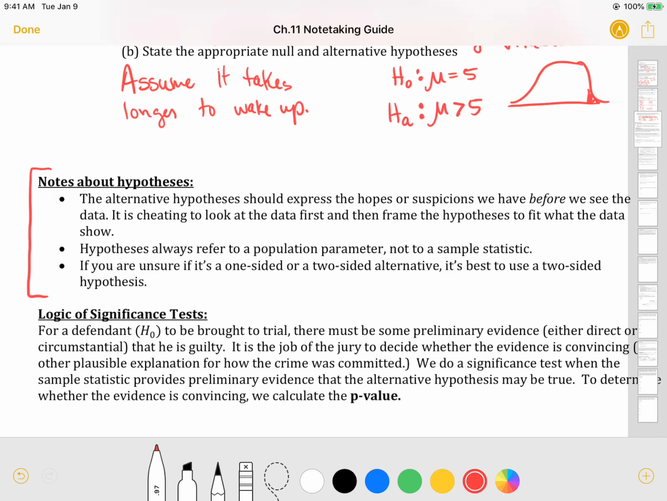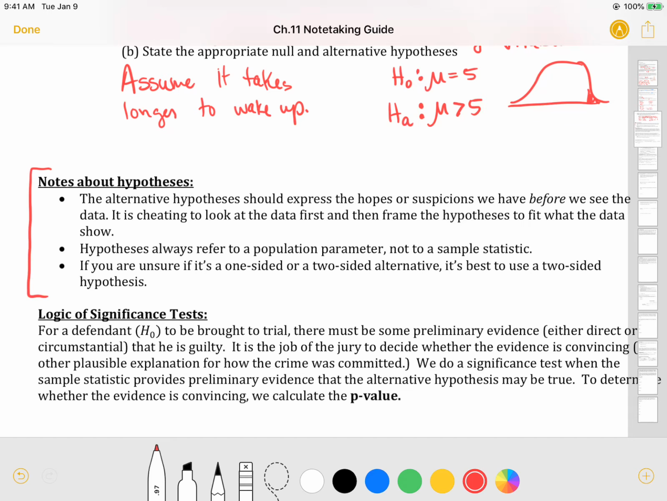So the first point is the alternative hypothesis should express the hopes or suspicions we have before we see the data. It's kind of considered cheating if we look at the data before we actually set up our alternative. For example, if someone says they're an 80% free throw shooter, we need to make a claim about them before we see them actually shoot the free throws. We can't see them only make 32 out of 50 and go, I don't think you're really an 80% free throw shooter. So the alternative has to come before we actually see the data.